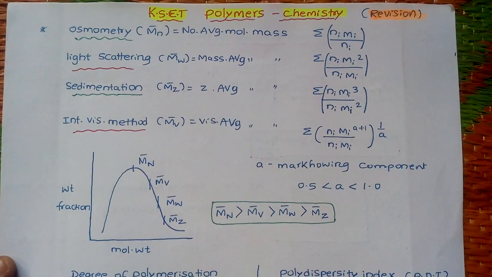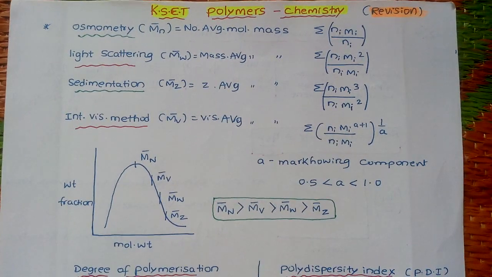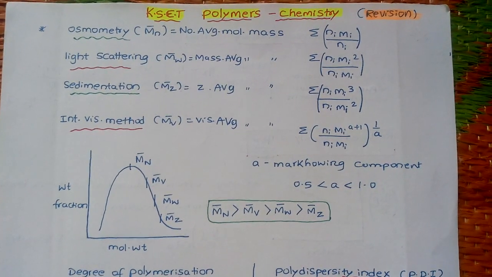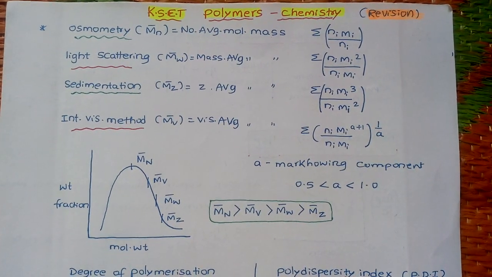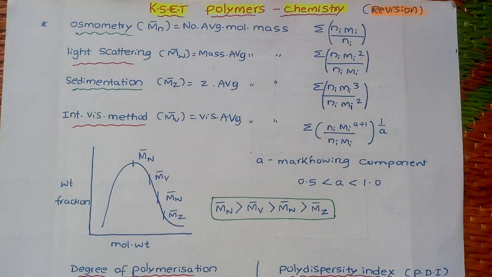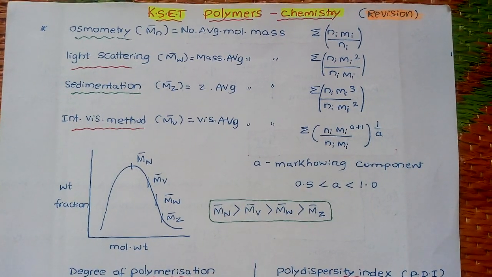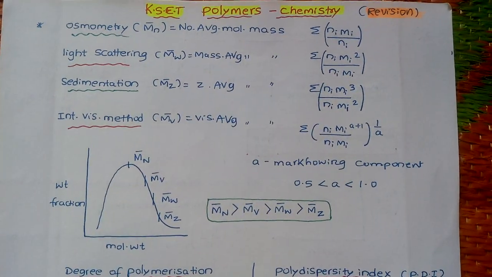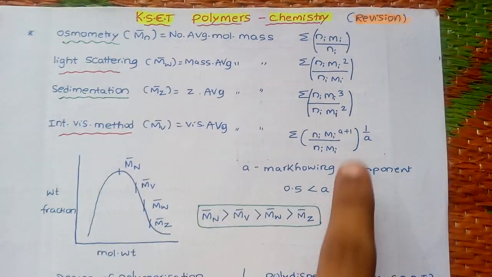Again, from the light scattering method, we find the mass average molecular mass. Its formula is summation Ni Mi square divided by summation Ni Mi. From the sedimentation method, we find the Z average molecular mass. Its formula is like this. And from the intrinsic viscosity method, its formula is like this.